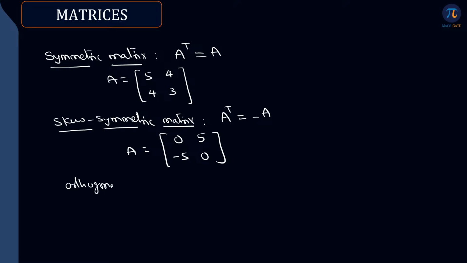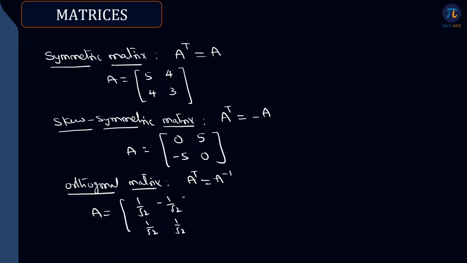Orthogonal matrix. What is it? A transpose is A inverse. You can remember this: 1 by root 2, minus 1 by root 2, 1 by root 2, 1 by root 2 is the example. If they ask in the examination, define symmetric, skew symmetric and orthogonal, this is the answer. I have also given additional information. If you want, you can write the total information or only this much.